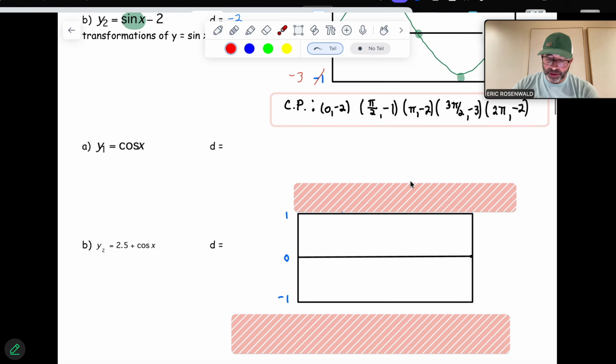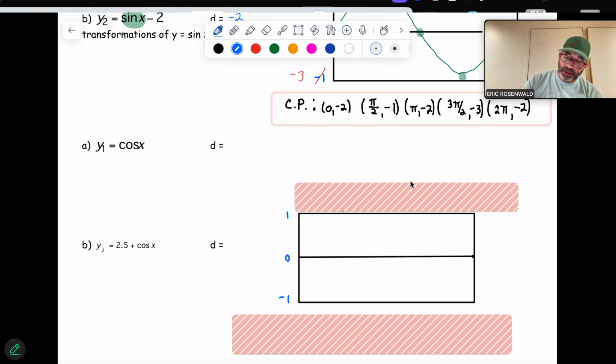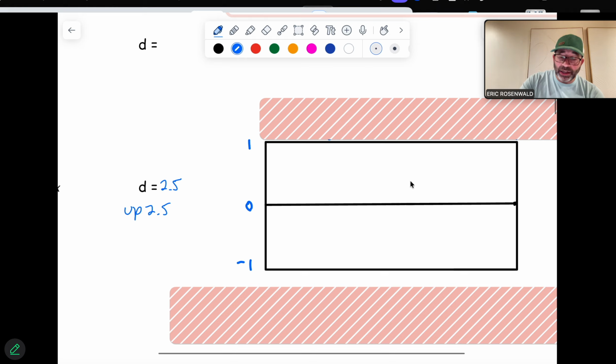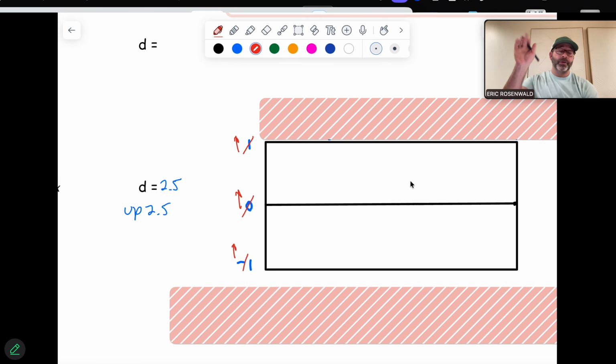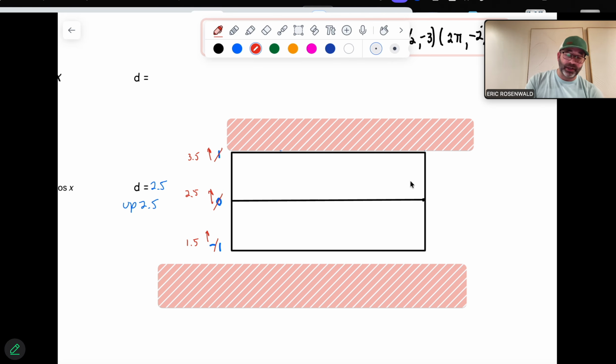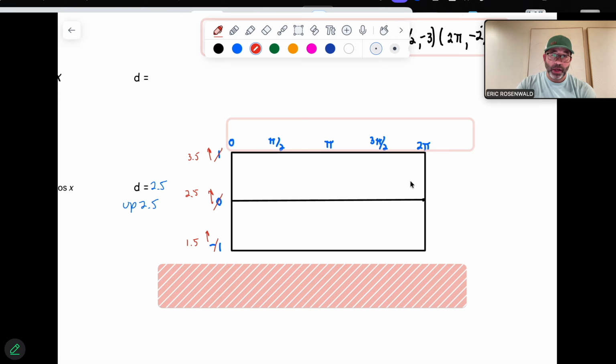All right, let's look at cosine. This one, the graph has got a 2.5 on it, which means my graph goes up 2.5. So what this means is that each one of these points is going to be shifted up by 2.5 because the whole graph is going to move up 2.5. So that means we're going to be at 3.5, 2.5, and 1.5. It didn't move it side to side at all, so we're still here.